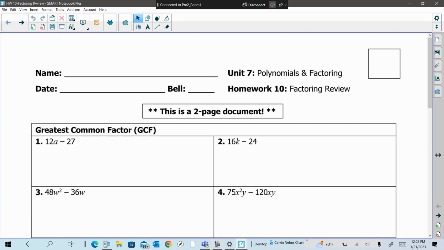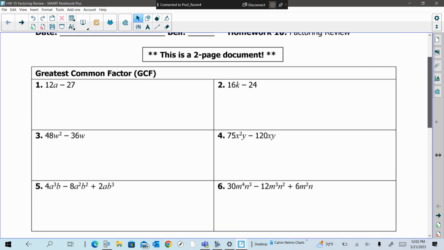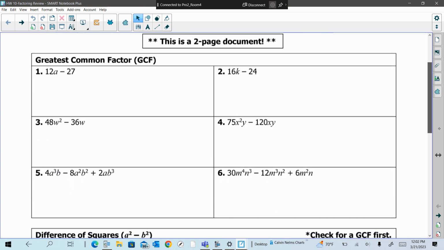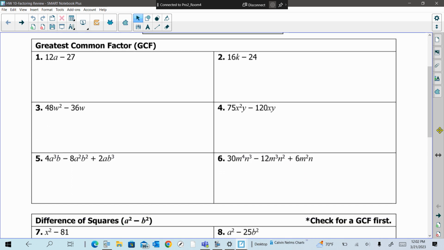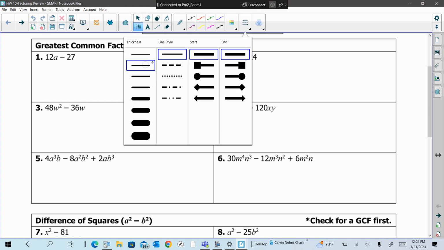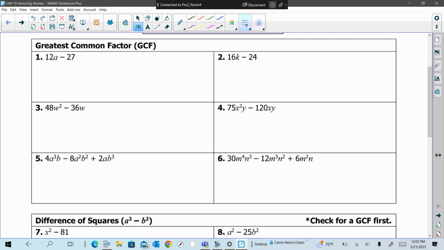All right, guys, your homework tonight is this worksheet, homework 10. It does have a description in each section. It's factoring review. On the first section, 1 through 6, they just want you to find the GCF, the greatest common factor. Most of the class got through all the odds, but I'll just go through a couple just to review.